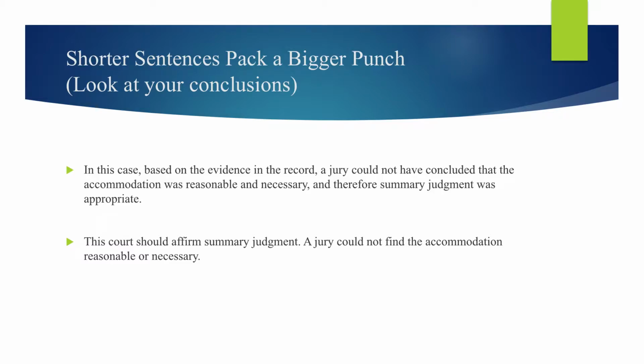The revision is better. This court should affirm summary judgment. A court could not find the accommodation reasonable or necessary. Sometimes loading a sentence up with modifiers and intros can muddle it. The meaning is hiding. A short, direct sentence can make more of an impact. You might consider getting straight to the point with a shorter sentence, like the second example does, and writing a follow-up sentence that contains necessary details that refine or explain that first one.